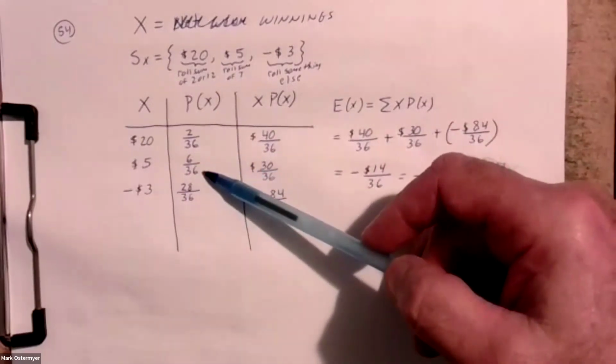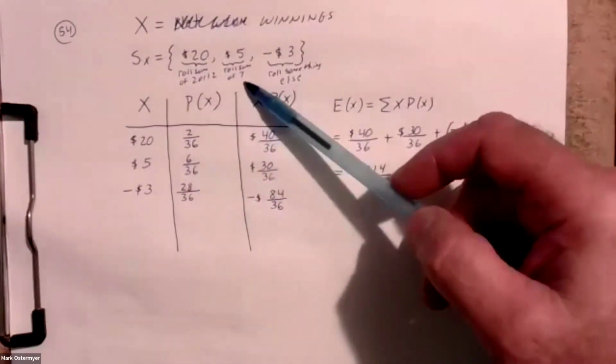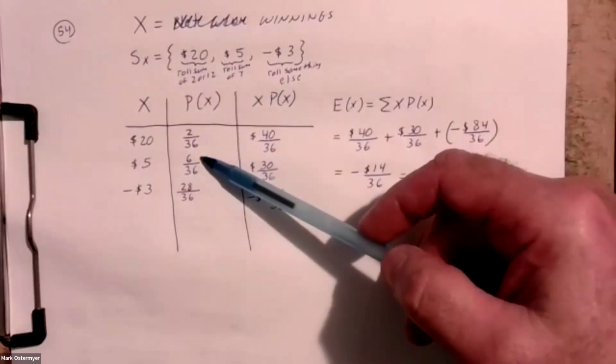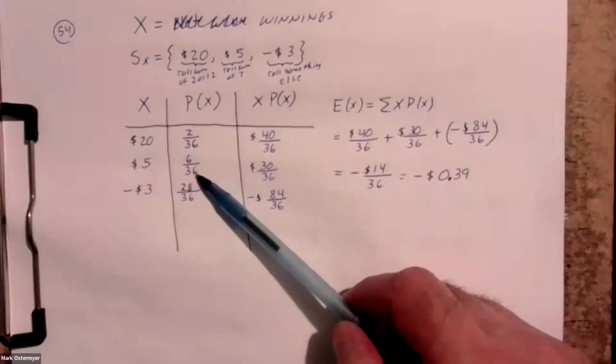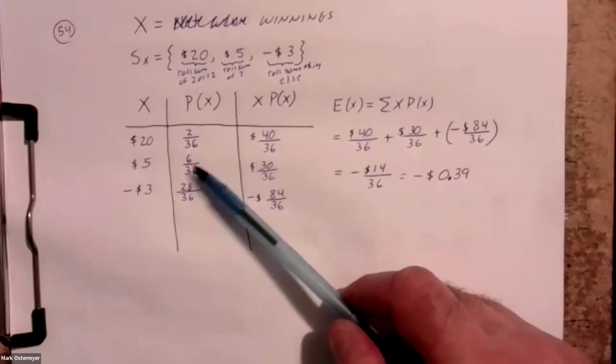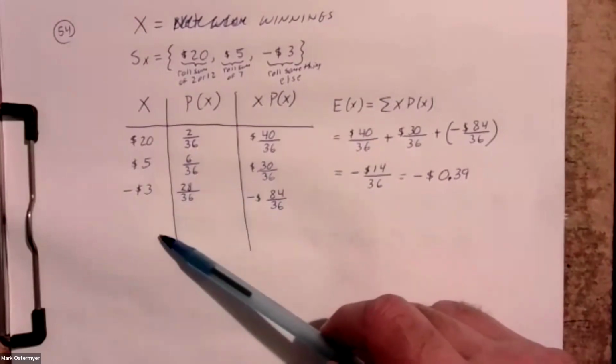Now, you'll win $5 if you roll a sum of 7. There's six ways to roll a sum of 7. What are all those ways? Well, you could roll a 6 and a 1, a 5 and a 2, 4, 3, 3, 4, 2, 5, or 1, 6. So there are 6 out of 36 ways of rolling a sum of 7. This is the probability of winning $5.